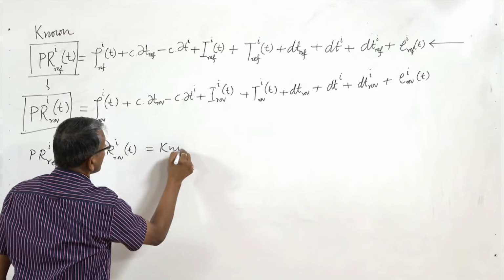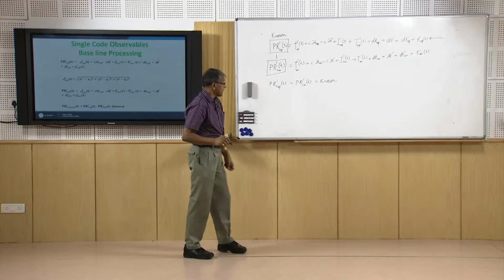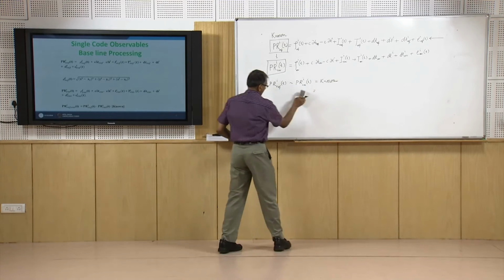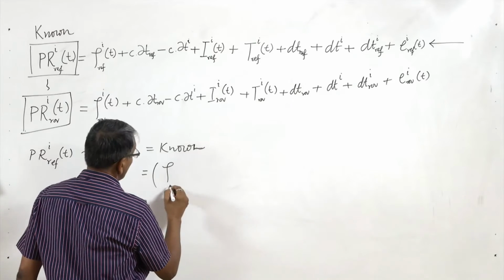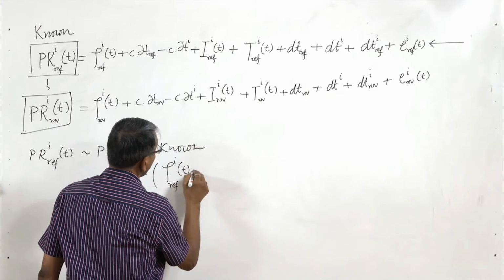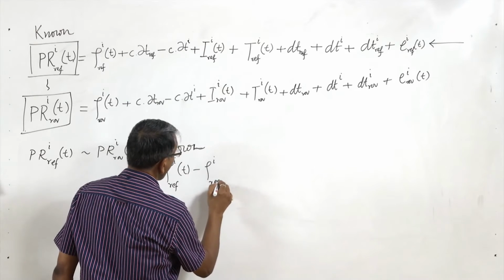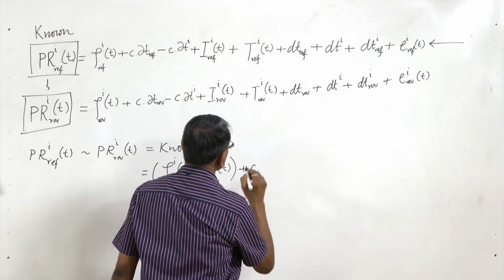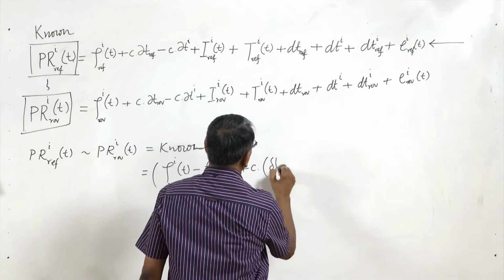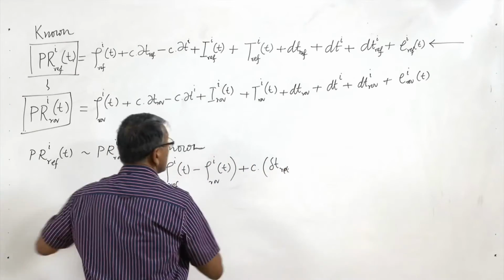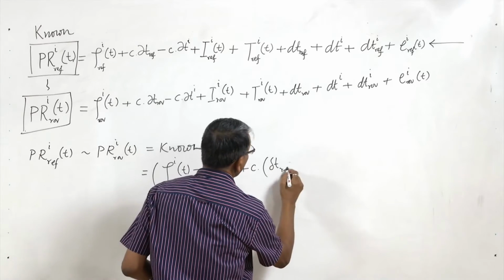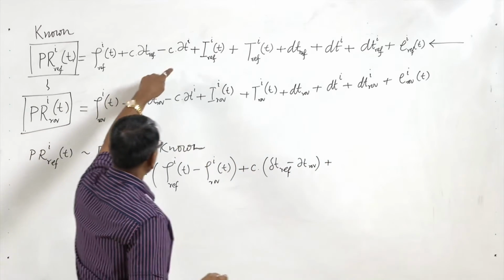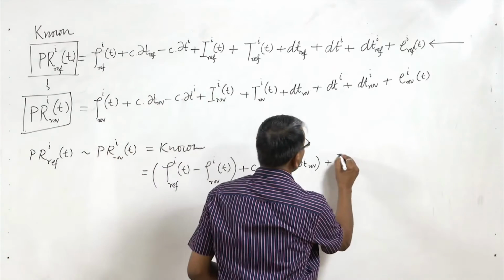So, the difference, which is known because both are known, will be equal to our difference in geometric range, then the receiver and reference clock error difference. Then the satellite clock errors, these two will cancel out.